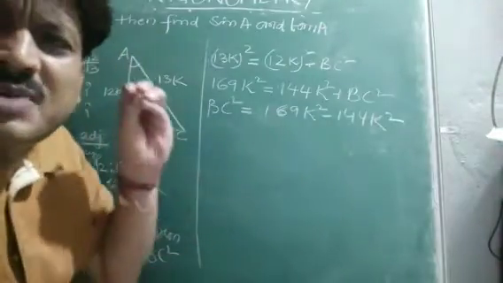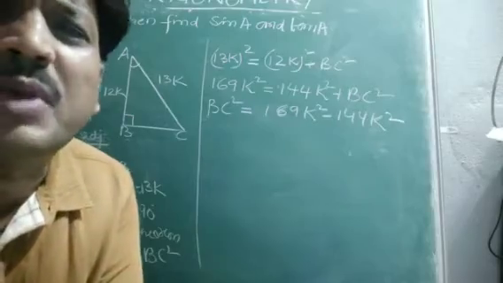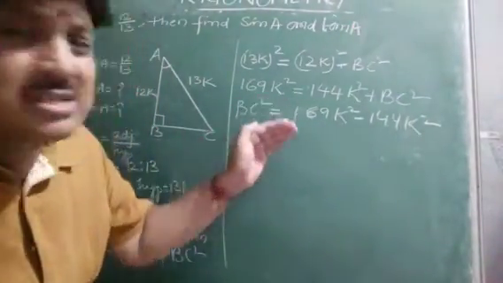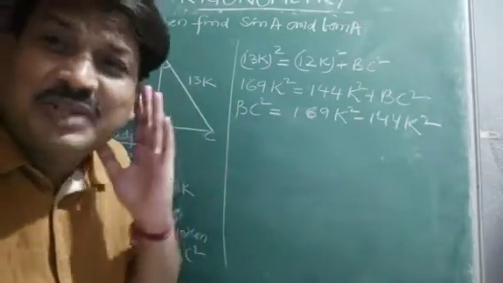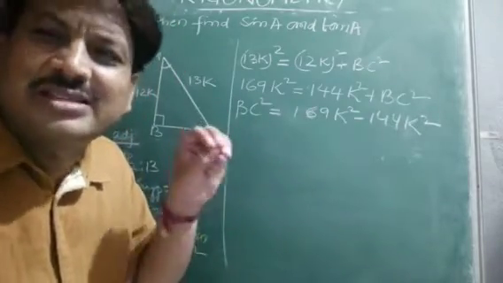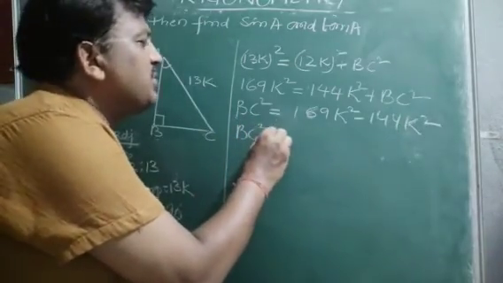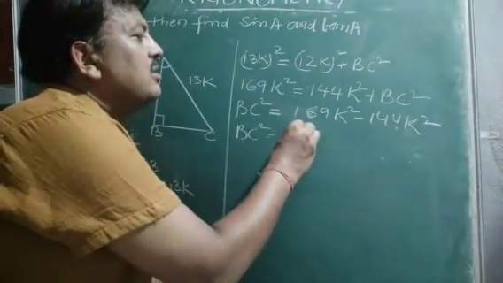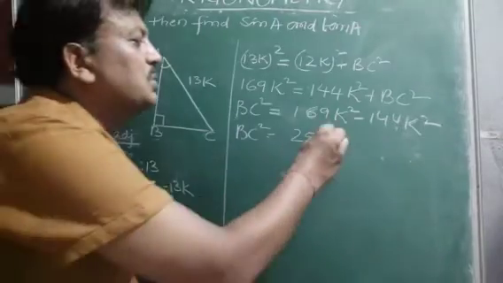In mathematics, especially in the lower classes, 10th class, 9th class, 8th class, we need more patience, children. Patience is required more here. So you have to write step by step, don't go for a shortcut. I can do it in one step, but I have to explain to you, and it's a 4 marks question, so I must write it step by step. So BC square is equal to how much? 9 minus 4, 5, and 6 minus 4, 2.